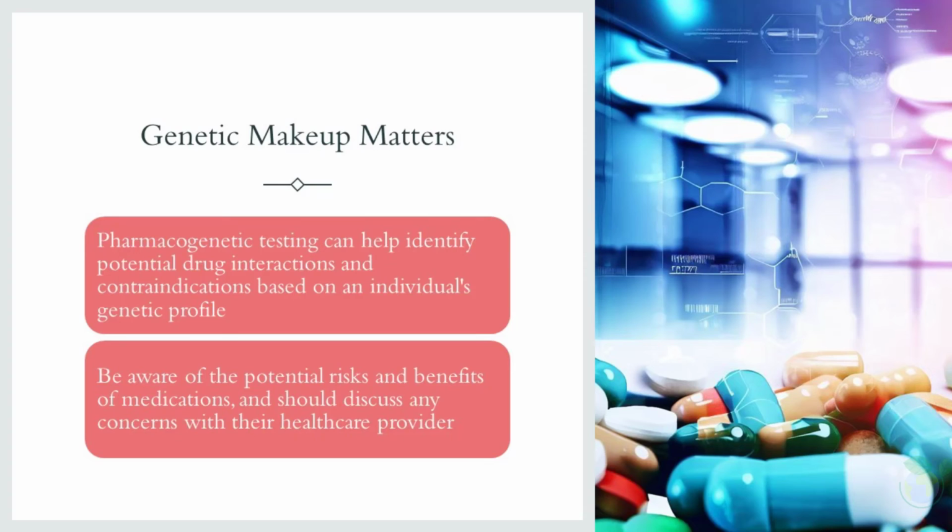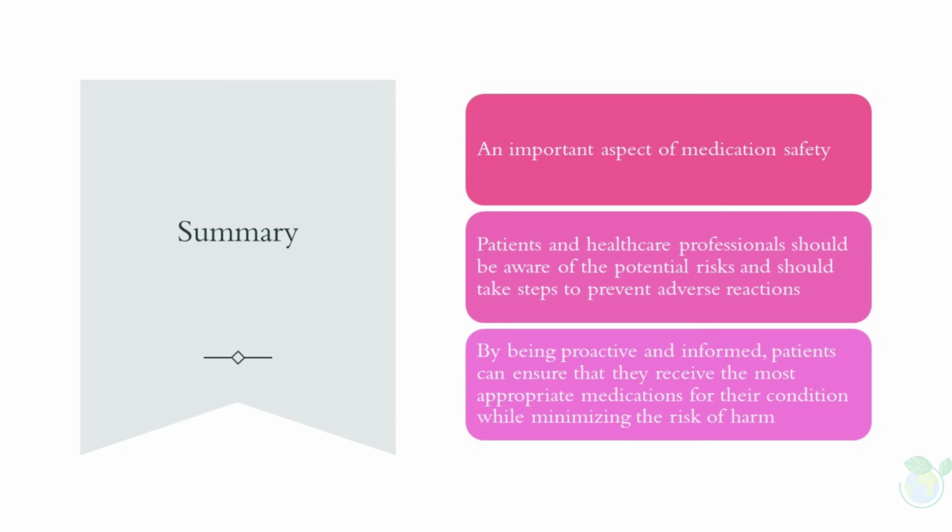Patients should also be aware of the potential risks and benefits of medications and should discuss any concerns with their healthcare provider. This can help prevent potential adverse reactions and ensure that the patient receives the most appropriate treatment for their condition. Summary. In conclusion, drug contraindications are an important aspect of medication safety. Patients and healthcare professionals should be aware of the potential risks and should take steps to prevent adverse reactions. By being proactive and informed, patients can ensure that they receive the most appropriate medications for their condition while minimizing the risk of harm.